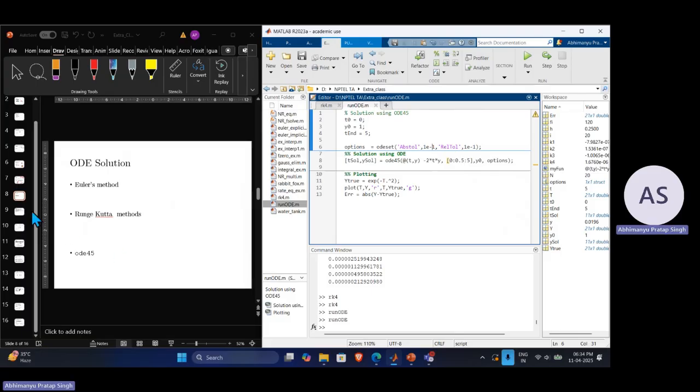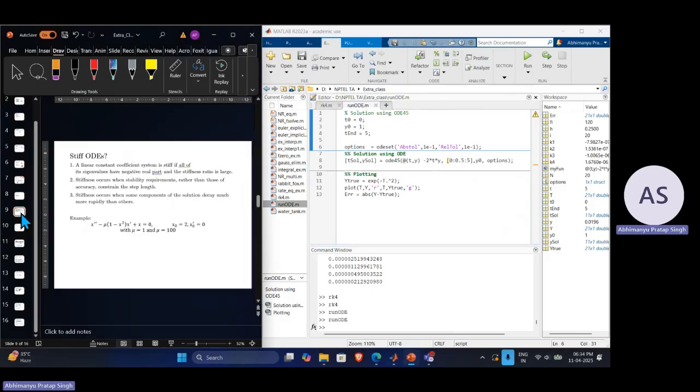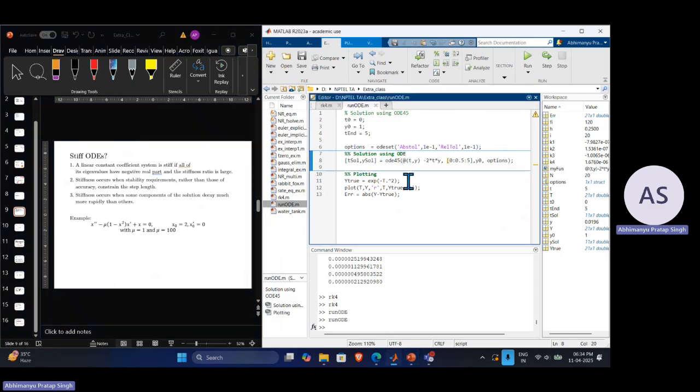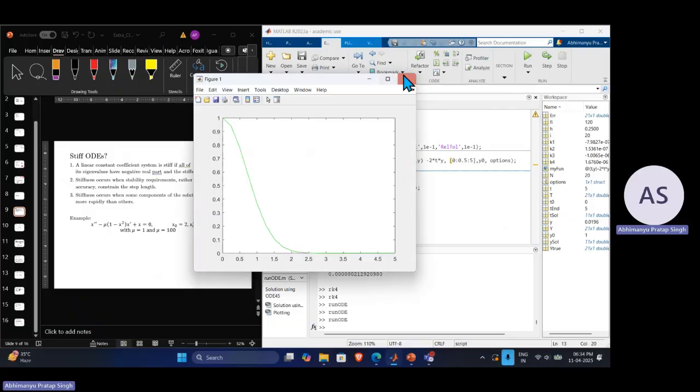Fine. So that is the ODE solvers, and then we have the integration. So we have these stiff ODEs where we need to use ODE15s. The problem remains the same. The syntax remains the same. Instead of ODE45, we just need to write ODE15s. So it will solve it using the stiff ODE15s solver.